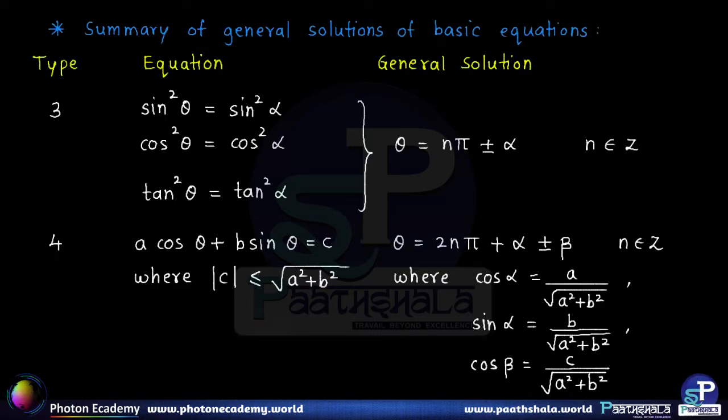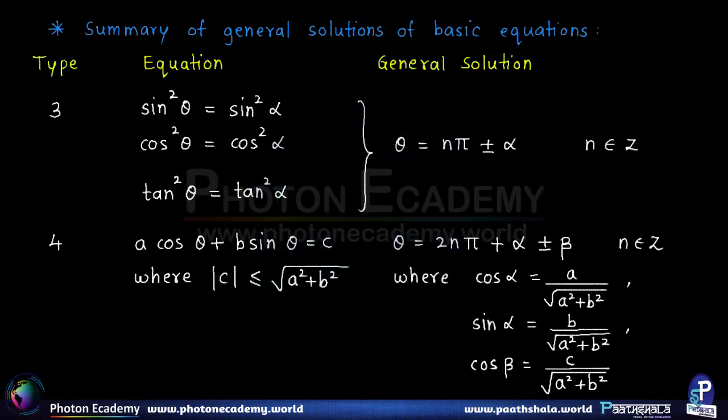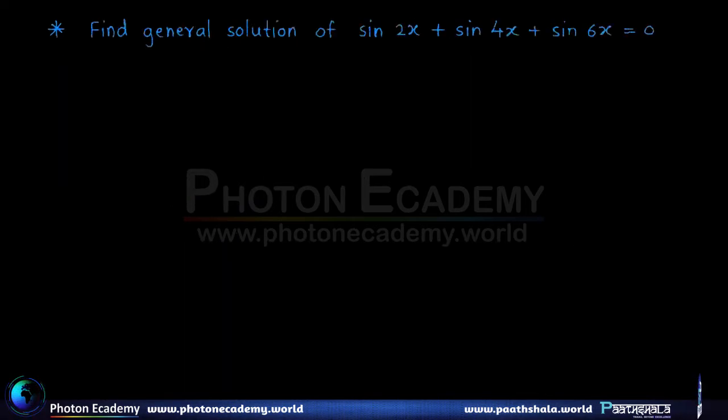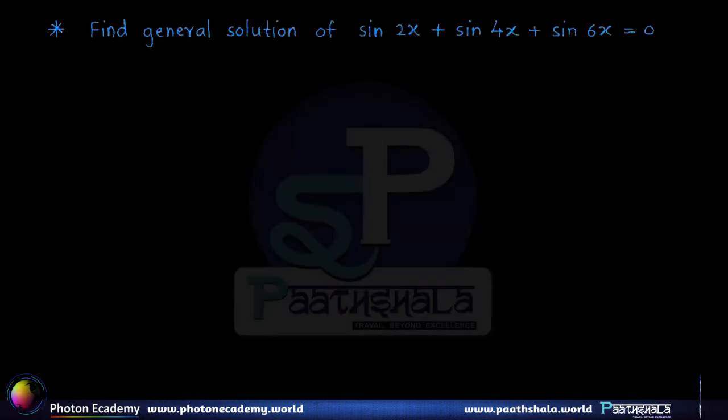And just to recollect, if c is not less than or equal to root of a square plus b square, then the solution does not exist. Now based on this, let us solve some miscellaneous examples of finding the general solutions. In that, the first one is sin 2x plus sin 4x plus sin 6x equal to 0.